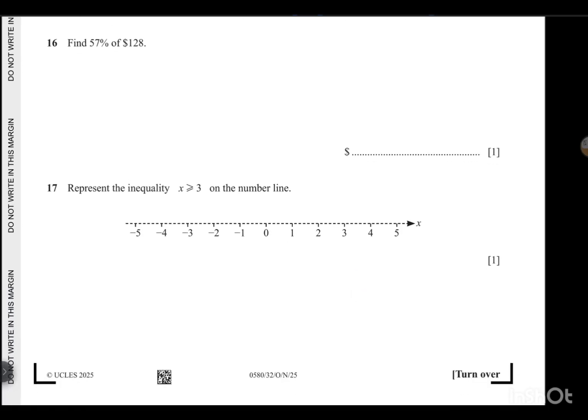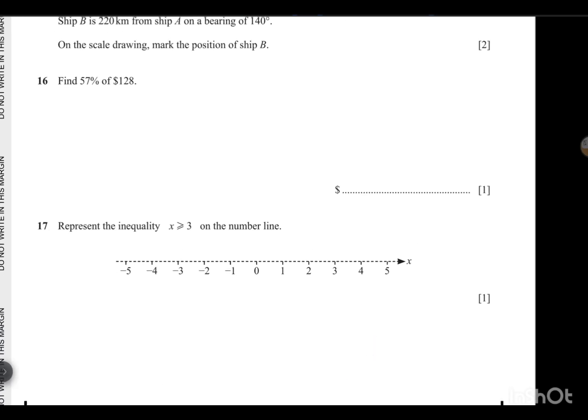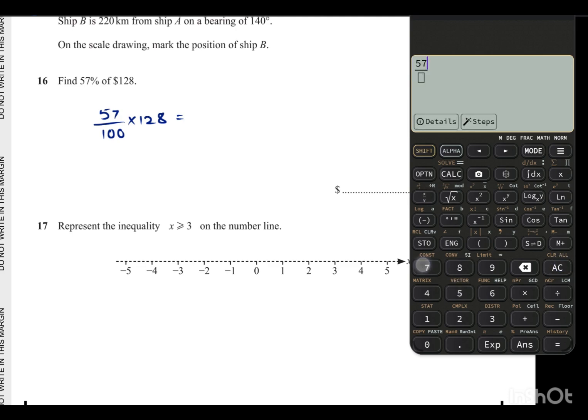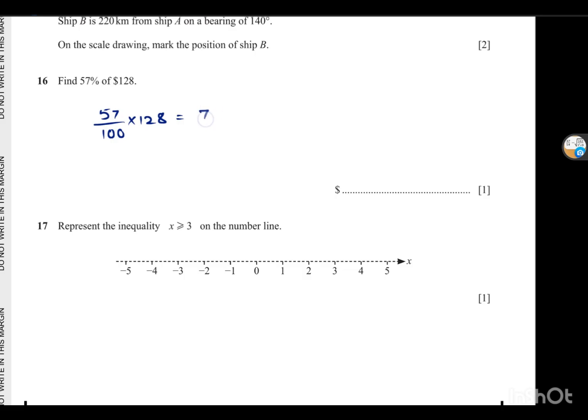Question number 16. Find 57% of 128. So finding the percentage of any number is, take the percentage by 100 and multiply that with the given number. You will get the answer. 57 by 100 into 128. 72.96. That is 72.96.